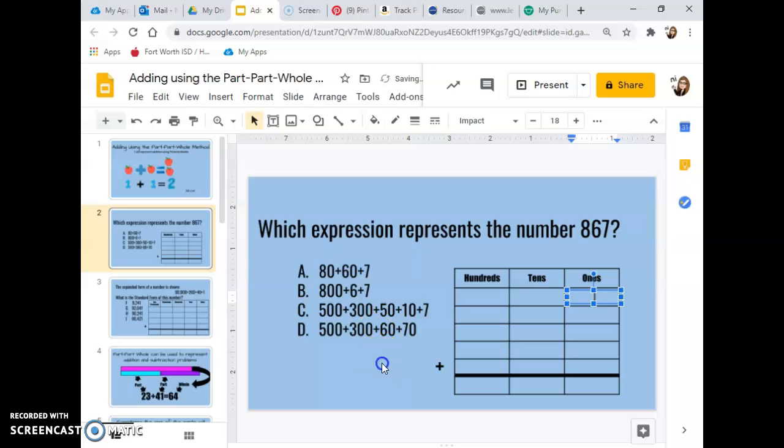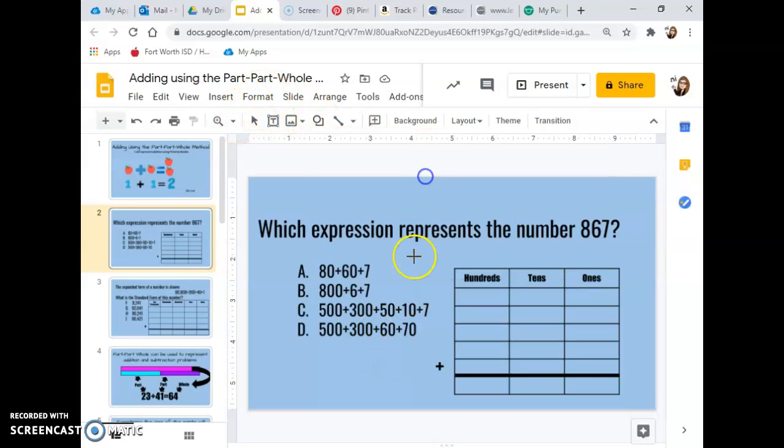It says, which expression represents the number 867? So 867 is the answer that we are looking for. And our answers here that we are given show different adding problems.